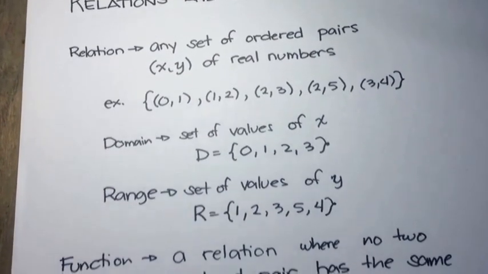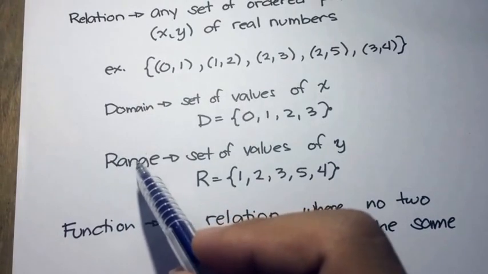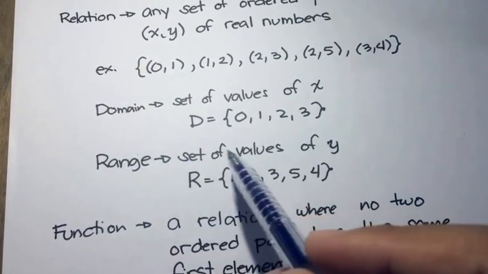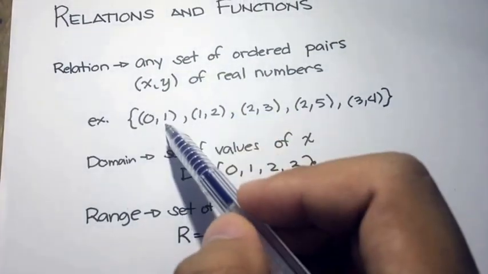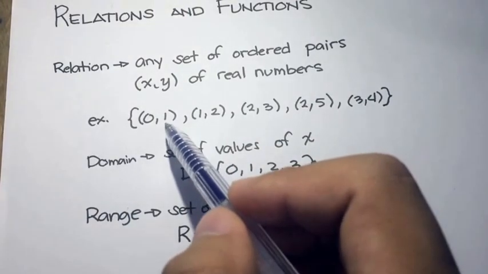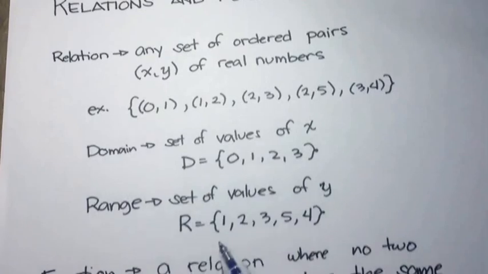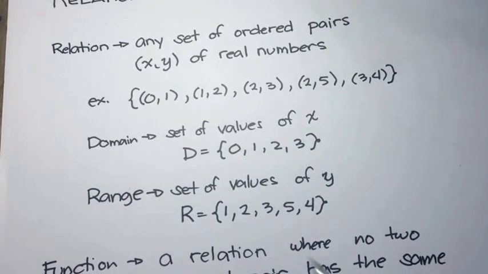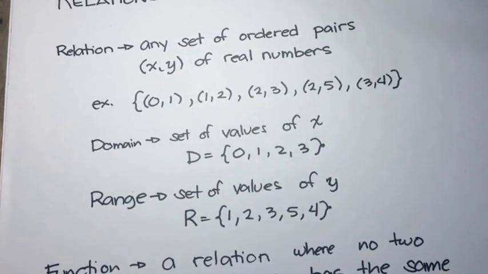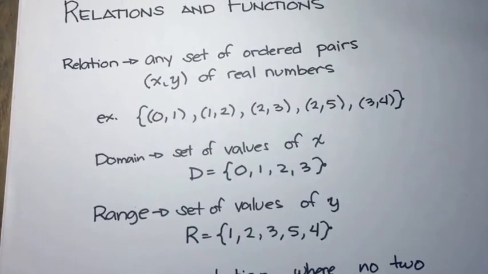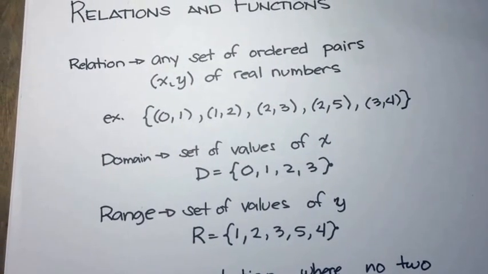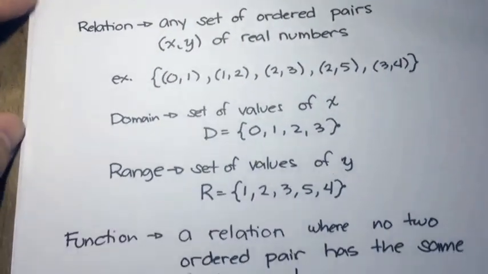That is the domain. Now, the range is defined as the set of all values of y. In our example, the y values are 1, 2, 3, 5, and 4, as is written here. Now, that is a relation. Let us define what a function is.